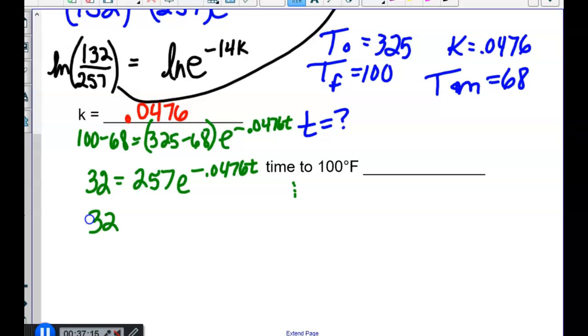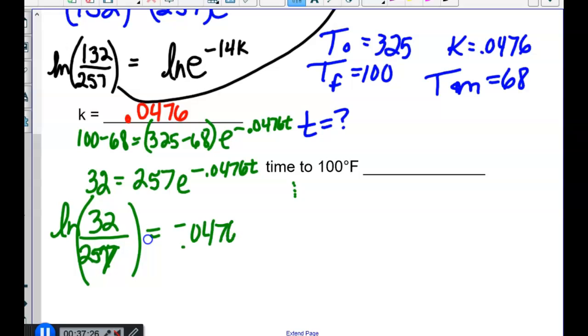Okay, so if I divide 32 over 257, that's a 7, clearly. Then I'm going to take the natural log of that. Negative 0.0476t ln of e, which is 1. Okay, so then I have to divide that by negative 0.0476.